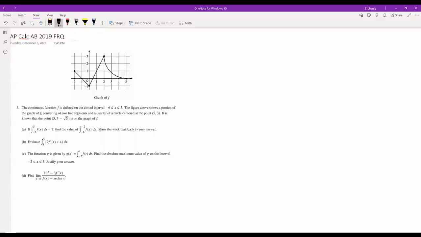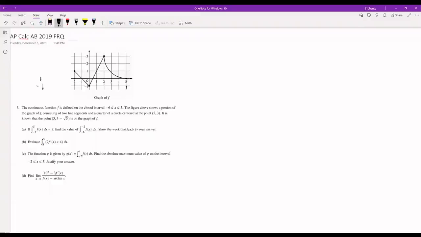All right, we're doing the AP Calc AB 2019 FRQ, question 3A. So basically, this is saying from -6 all the way to 5, the area under the graph on that interval is 7.